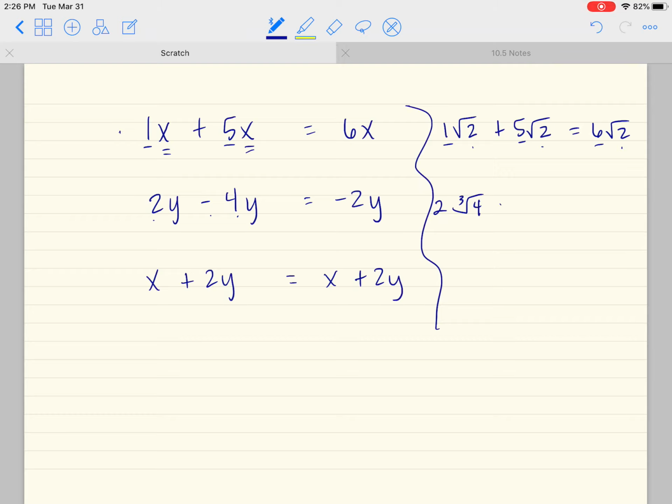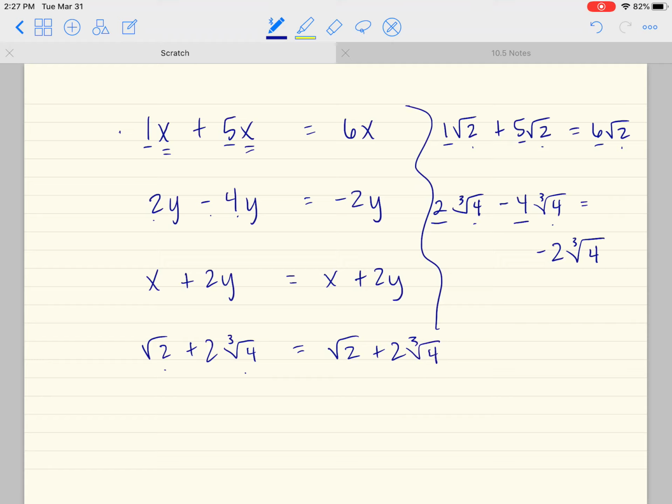And then similarly here, if we had, let's say, 2 cube roots of 4, and I wanted to subtract 4 cube roots of 4. Well, then I'm going to have a certain number of cube roots of 4 left, right? These are like radicals, so I combine their coefficients. The 2 minus the 4 would leave me a negative 2 in front of my cube root of 4. And then if I was trying to add, let's say, a square root of 2 and 2 cube roots of 4, well, those aren't like radicals, which means I wouldn't be able to combine them, and my answer would stay radical 2 and 2 cube roots of 4.